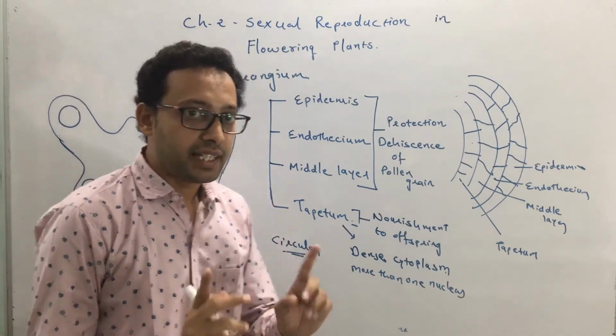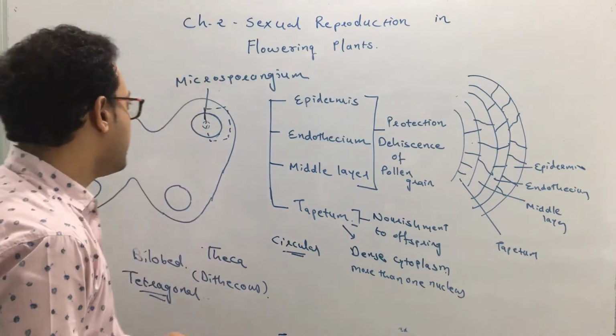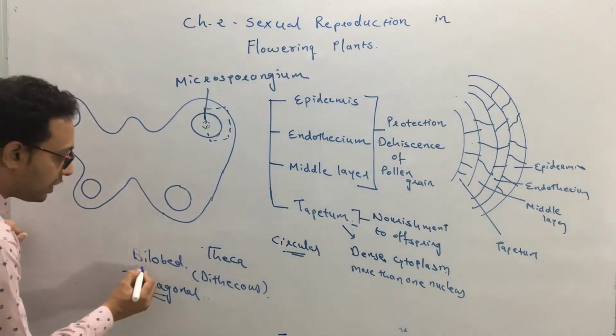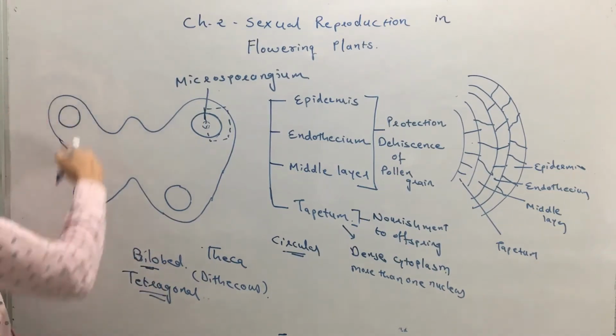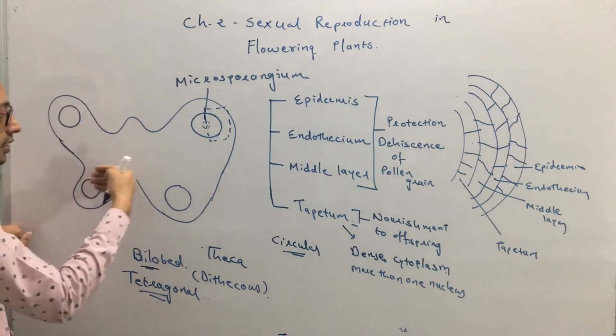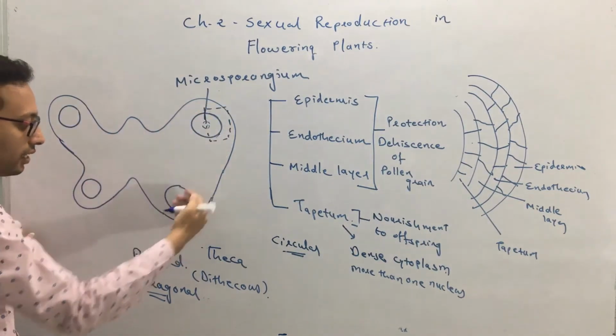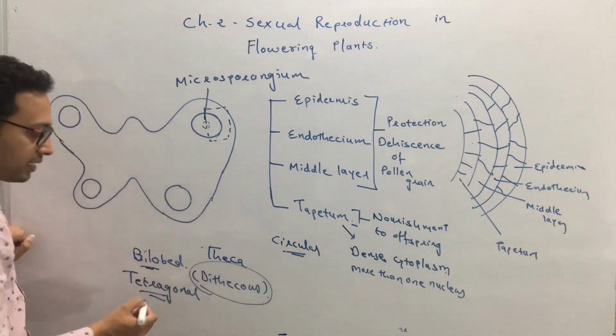Okay. I again repeat how the anther looks, or what the internal structure of an anther is. As you usually know, the anther contains how many lobes? Two lobes are present, so we call it bilobed. Each lobe contains how many theca? This is one lobe, it contains two theca. This is another lobe which contains two theca. So each lobe contains two theca, so it's called dithecous.